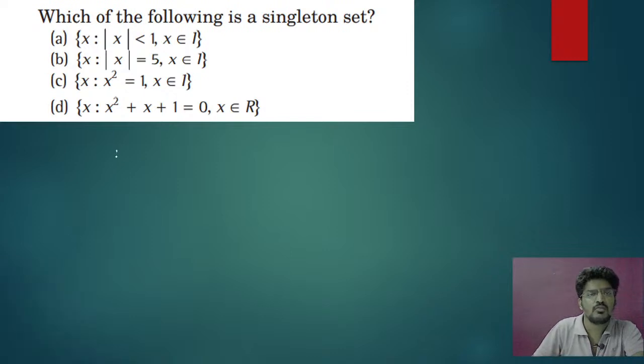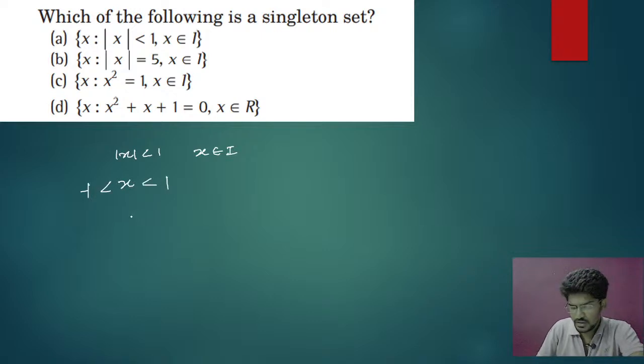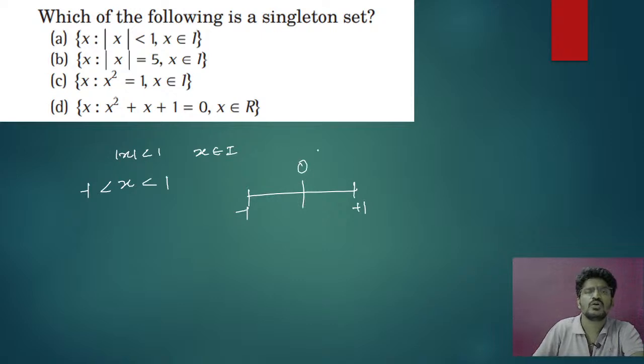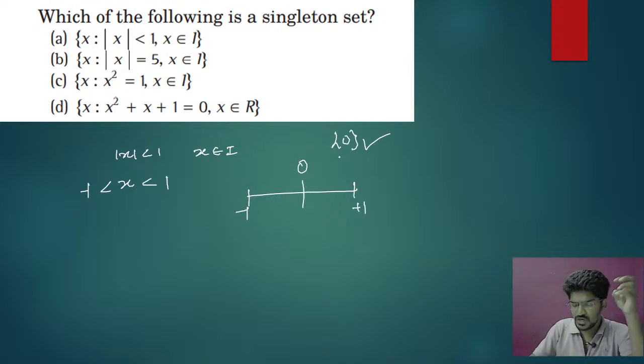You just see mod x is lesser than 1. So x belongs to I, that is integers. If mod x is lesser than 1, we all know that x will be greater than -1 and x will be lesser than 1. So that means x is in between -1 to +1. So we have 0. So the only element is 0. So this will be the singleton set, because we know that only one option is right in this. So therefore option A will be the correct answer.